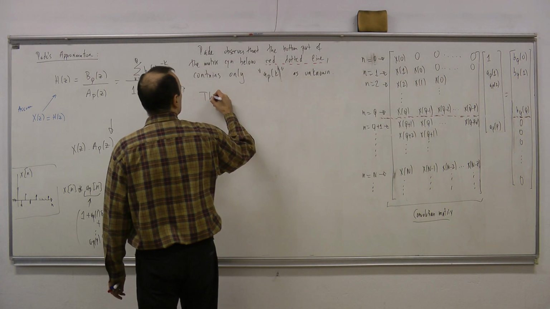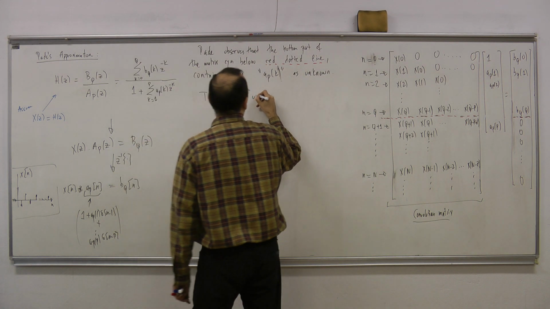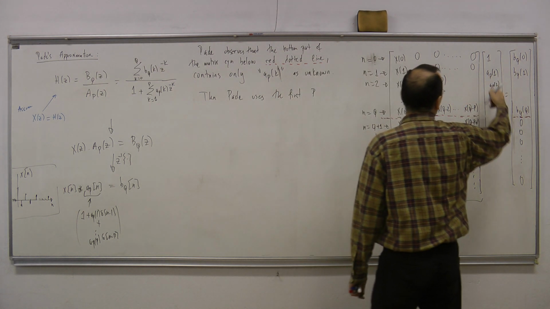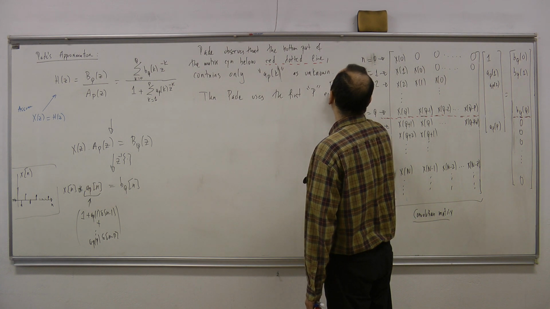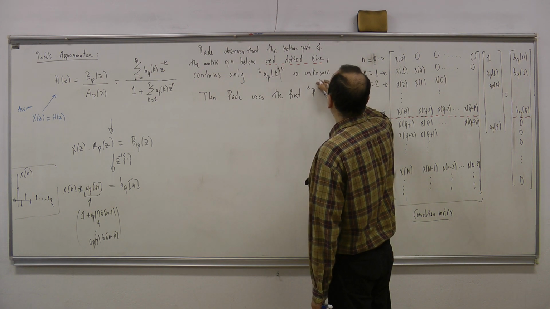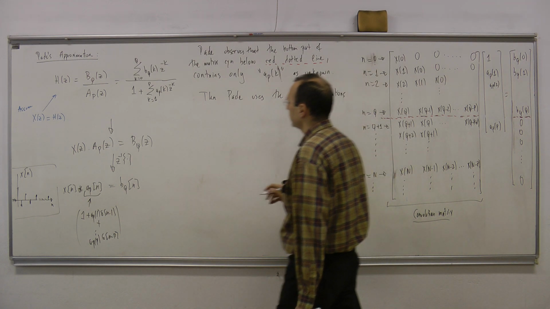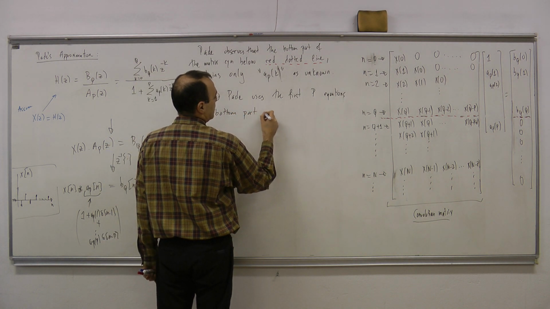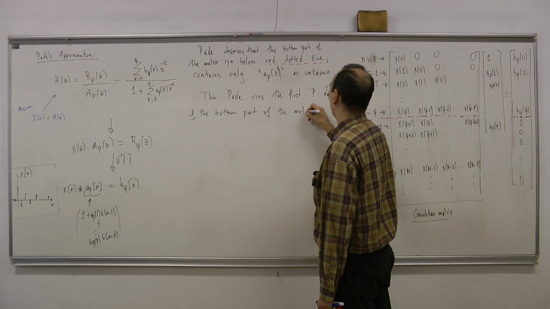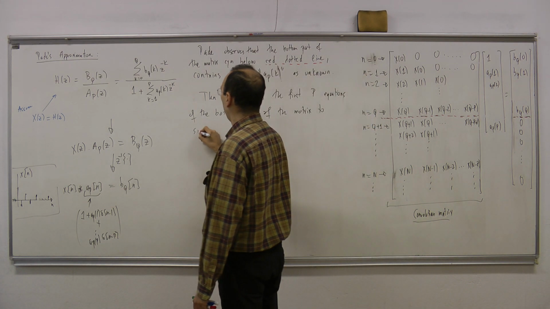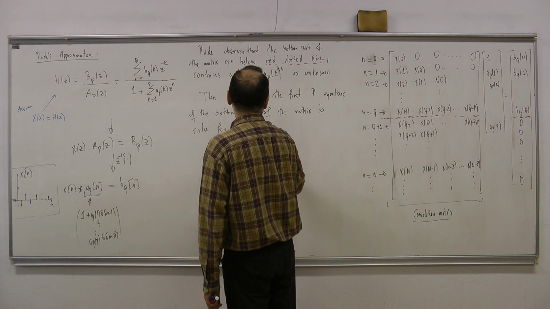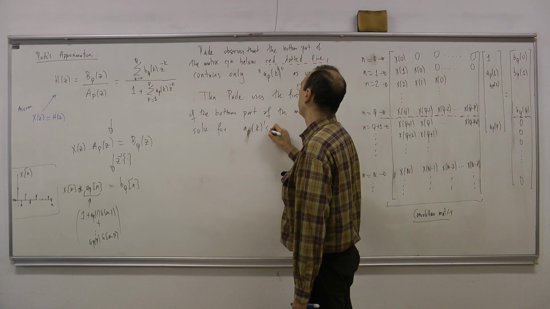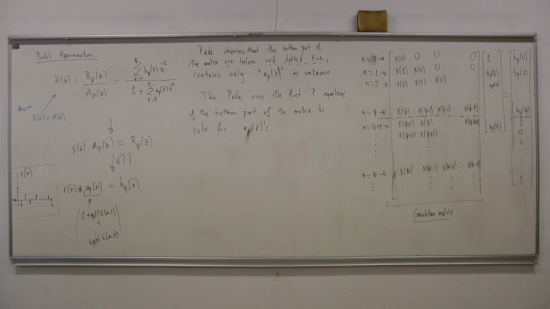Then Pade uses the first P equations, since I have P unknowns over here. Let me erase this because it's exactly that. P equations of the bottom part of the matrix to solve for the a_k's. Okay. So how is this possible?